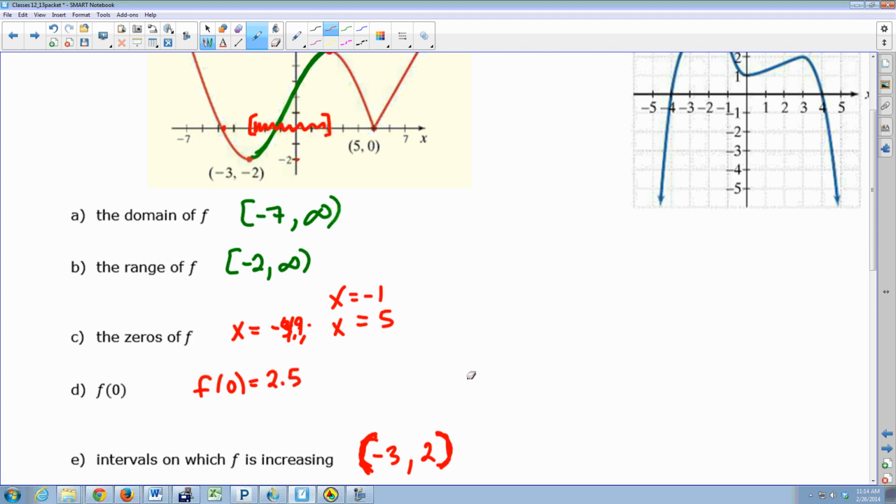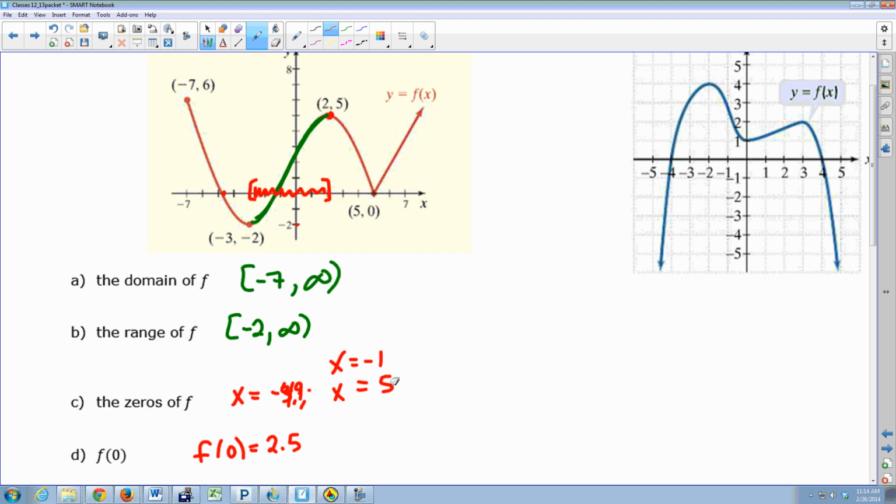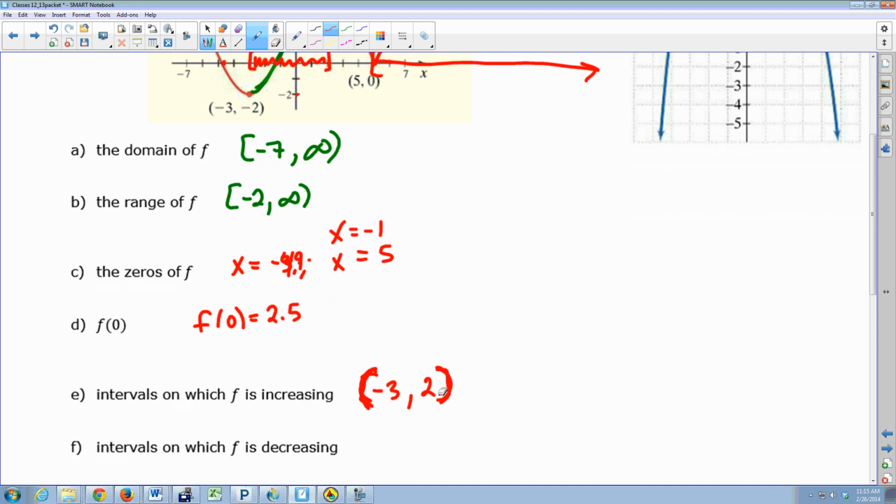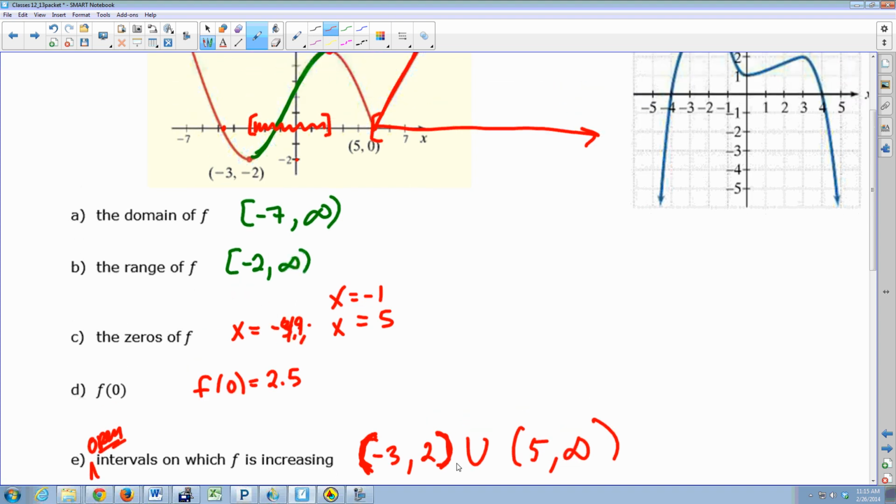Now, do I see my function increasing anywhere else? From here, I start with that x value at 5, and I go forever and ever. So union that with 5, comma, infinity. Notice it doesn't tell you here, but it's open intervals.